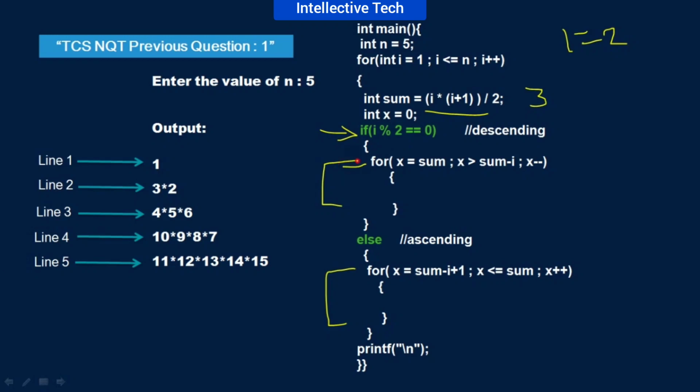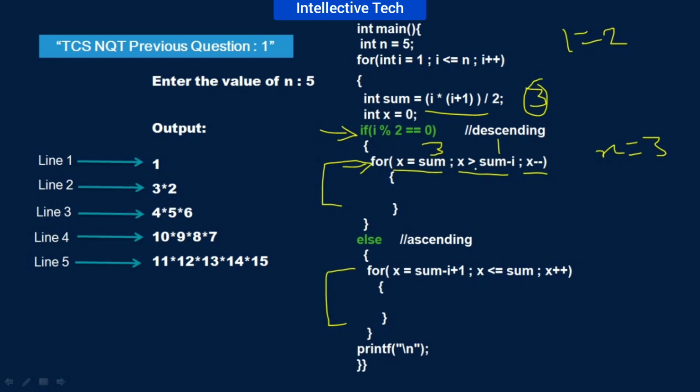So we will come to this line: for x equal to sum. What is the value of sum? Sum value is 3, so we will initialize 3 in x. In the loop, x greater than sum minus I. Sum value is 3 and I value is 2, so sum minus I, 3 minus 2, that will become 1. So x greater than 1, and in every iteration we are decrementing the value of x by 1.